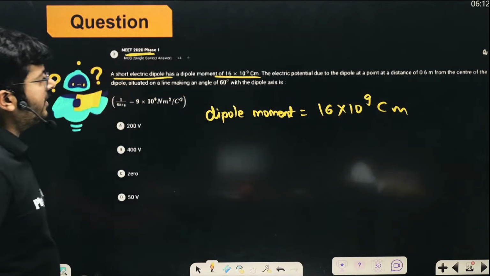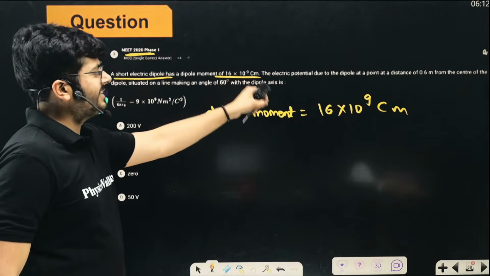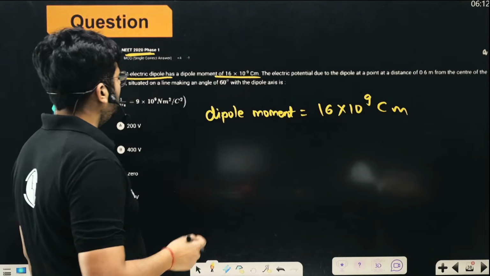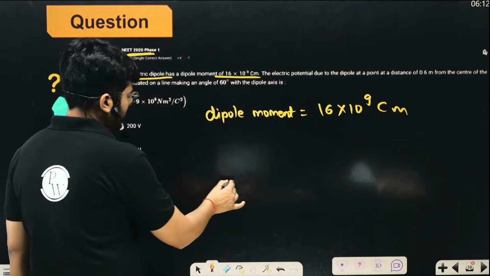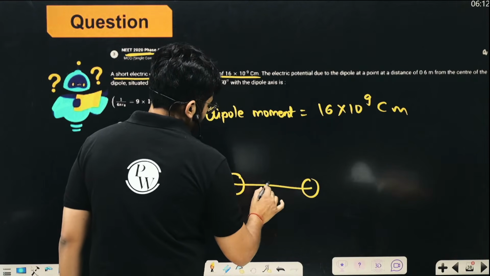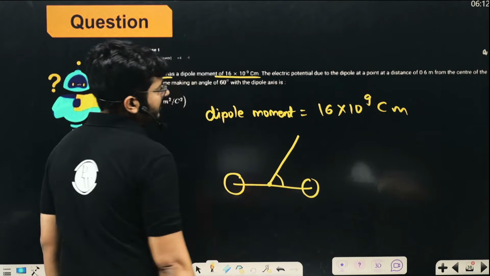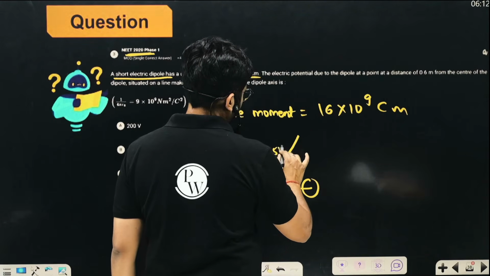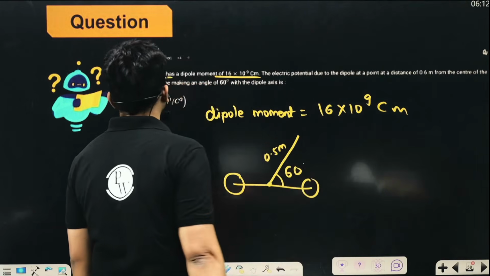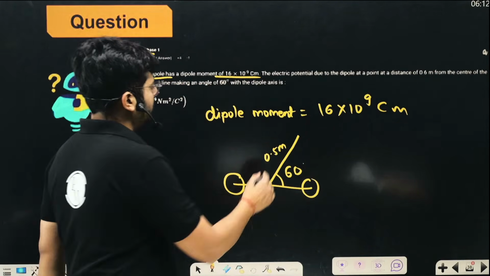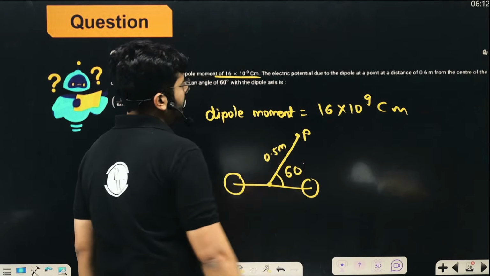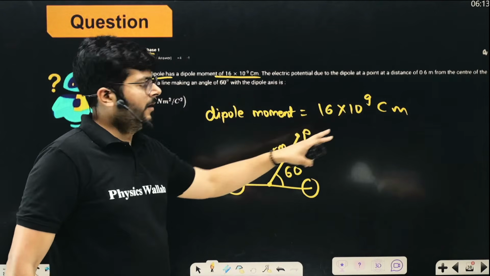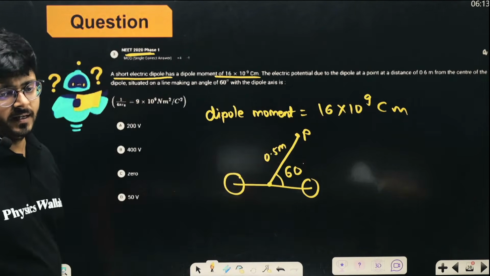The electric potential due to the dipole at a distance of 0.5 meter from the center of the dipole, situated on a line making an angle 60 degree with the dipole, is. So there is a dipole, right? From this line there is a point at a distance 0.5 meters away, making an angle of 60 degree. What will be the potential over here? This is the point P. We have to find the electric potential at this particular point. For this, the dipole moment is given.